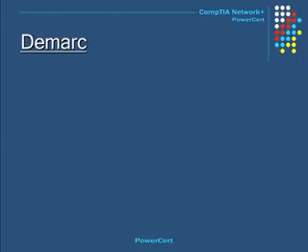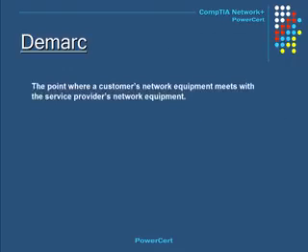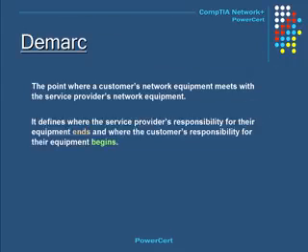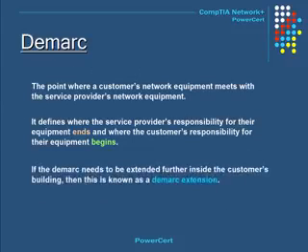The demarc, or demarcation, is the point where a customer's network equipment meets with the service provider's network equipment. It defines where the service provider's responsibility for their equipment ends and where the customer's responsibility for their equipment begins. And if the demarc needs to be extended further inside the customer's building, then this is known as a demarc extension.